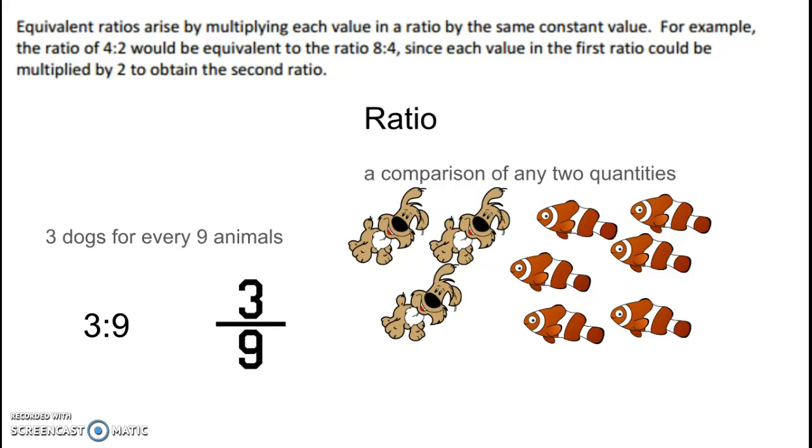Mathematical connections can be made between what students already know about equivalent fractions becoming equivalent ratios. Students can say that for every 6 dogs, there are 18 animals as they multiply the fraction by 2 over 2. Or that for every 1 dog, there are 3 animals, as they divide the fraction by 3 over 3.